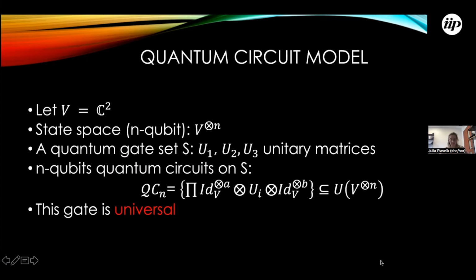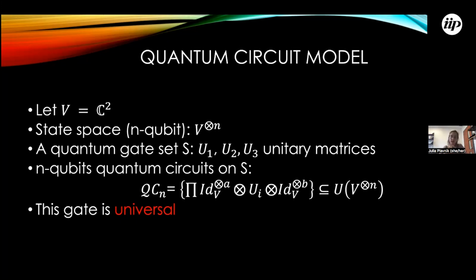So let me tell you a little bit about this, and maybe people are familiar. We'll just repeat some things to get the idea on why topological quantum computation. For example, you could look at this quantum circuit model. We will start with a vector space, or a Hilbert space. In this case, it will be two copies of the complex numbers, the space V. And what we will look at is the state space, which is the n qubits, just n copies of this V.